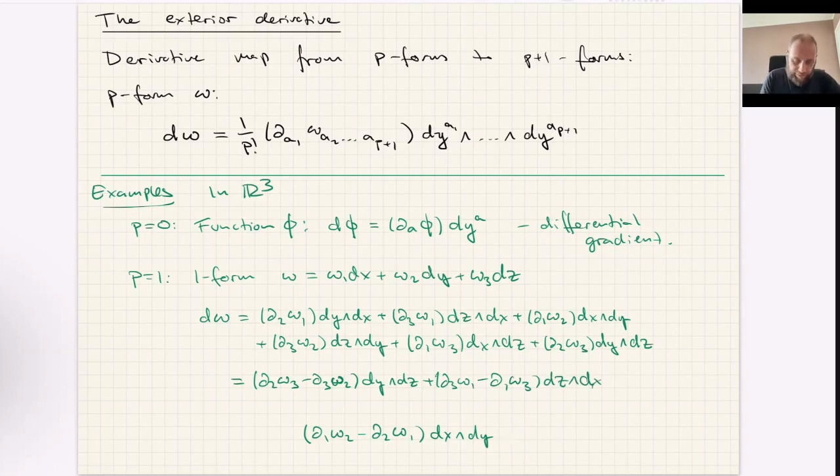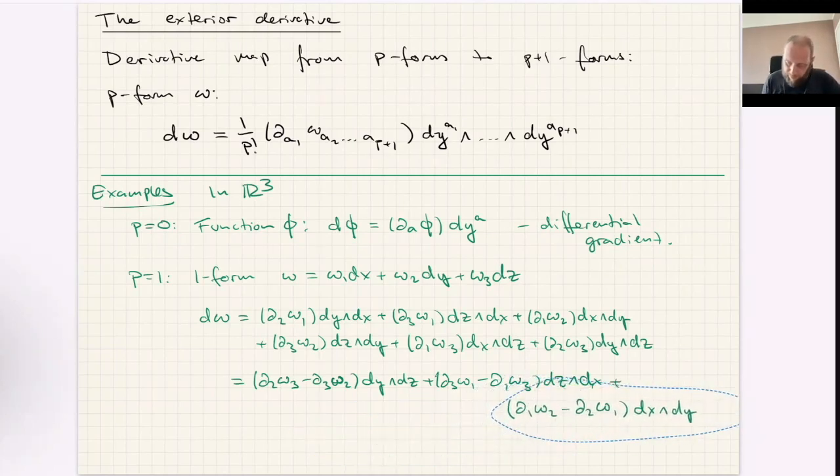And then finally, I have this term that I already put here. Now you'll notice something, right? So we had a three-dimensional set of two forms, and the components I got here, you might recognize them. They are the components of the curl of a vector field with components omega 1, omega 2, omega 3.